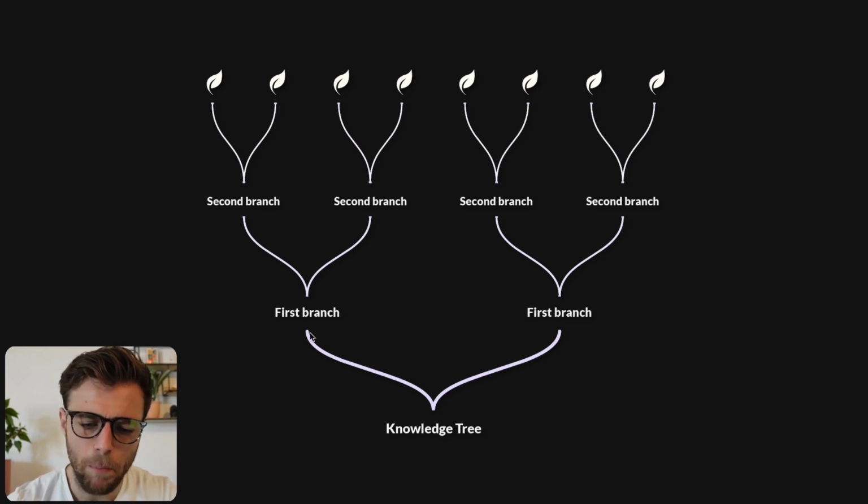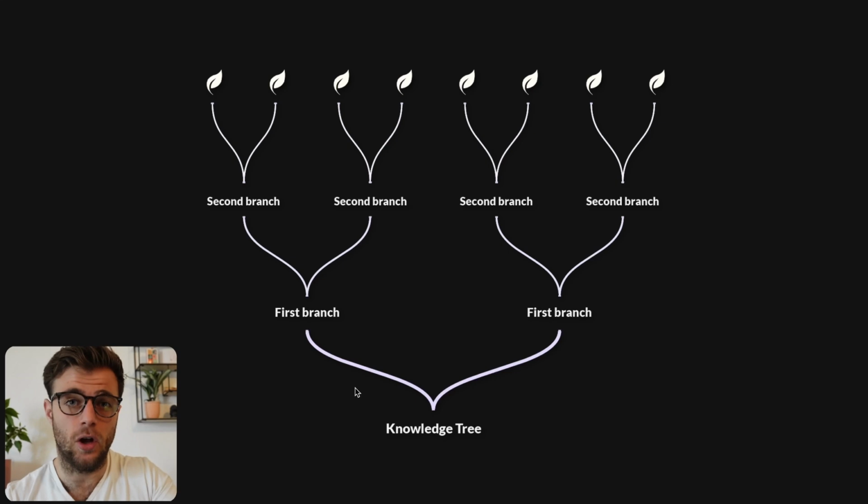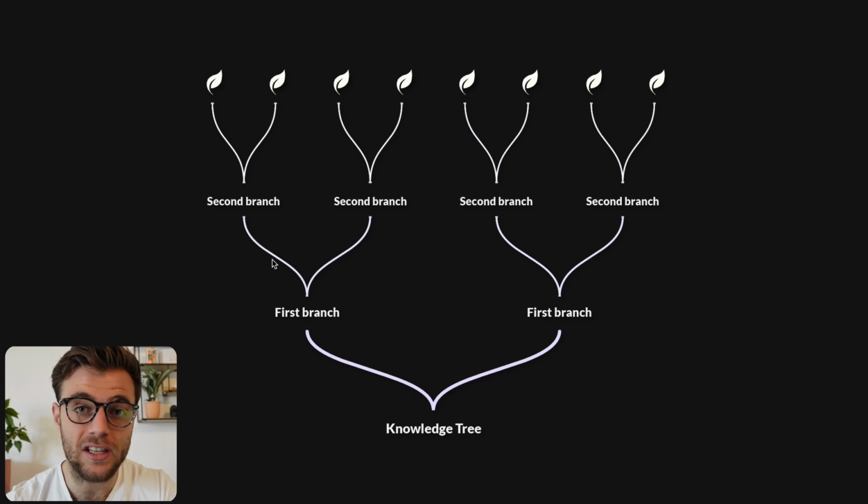So at the bottom, we have our deep core knowledge. These are things that are very deeply ingrained into us. Then on top of that knowledge, we build new layers of knowledge, right? We get a second branch, but this second branch is dependent on this first branch.